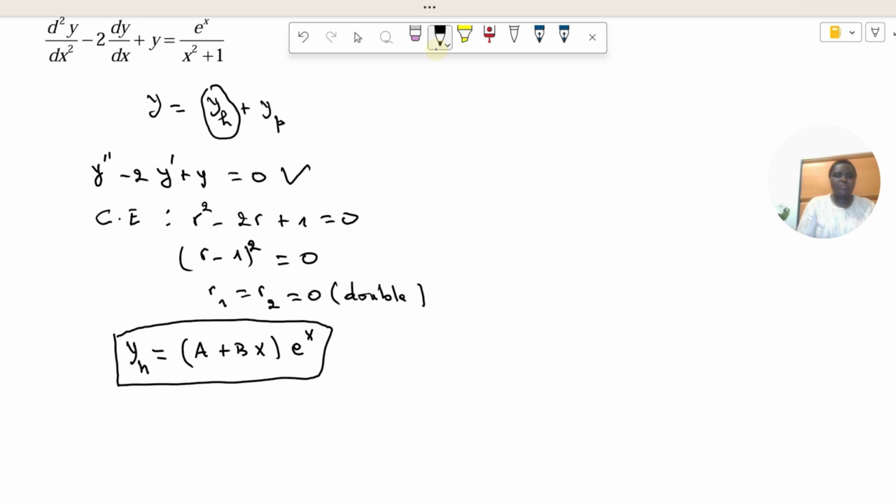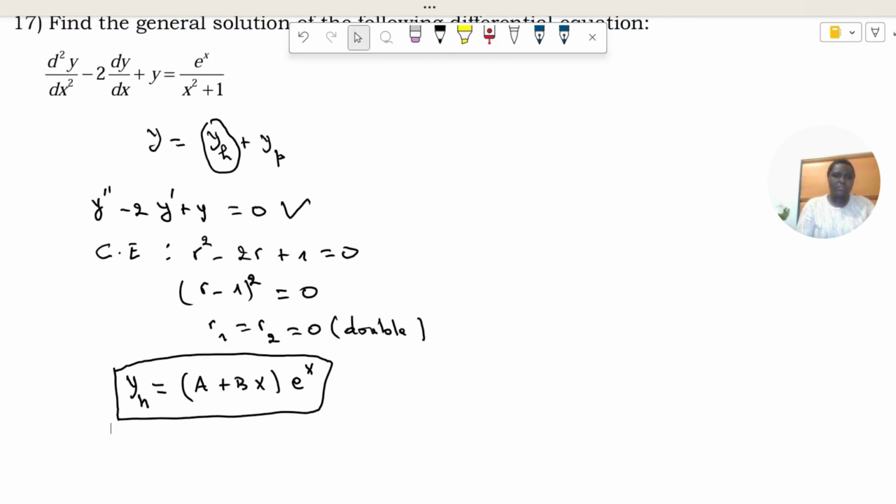So next, what do we have to do? We have to find the particular solution yp, and to find this particular solution, it depends on what we have here, this function. Since we have a function of this form, we cannot use the undetermined coefficients method, but we can use the variation of parameters method.